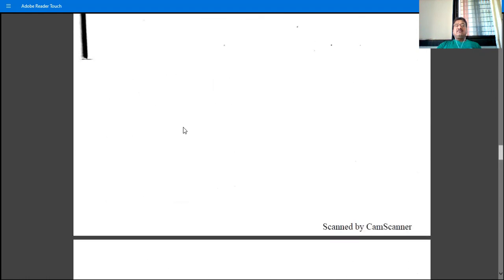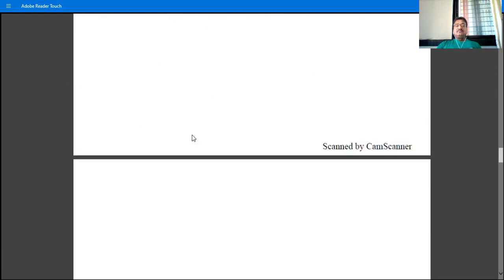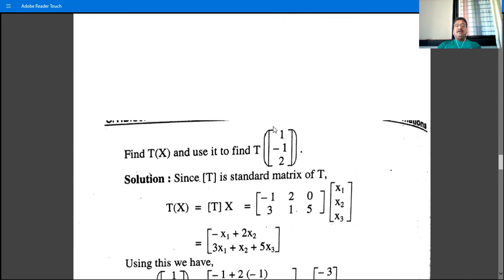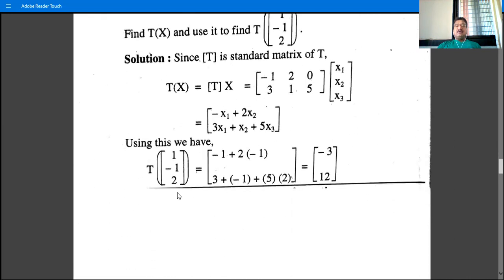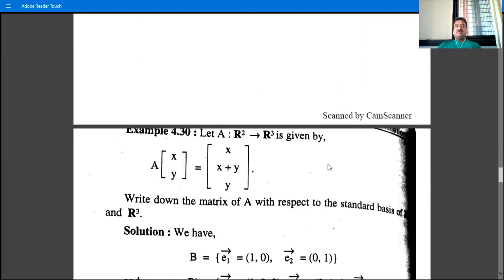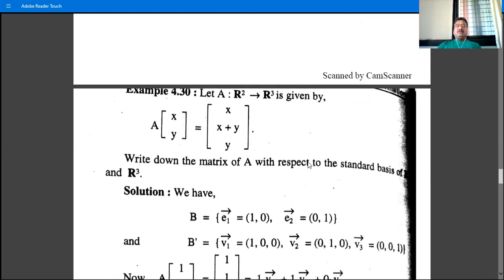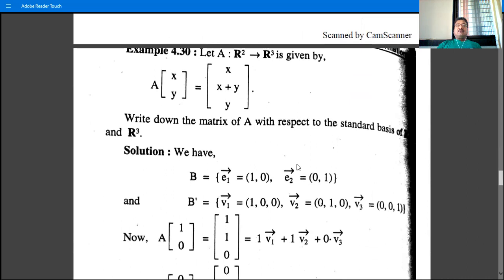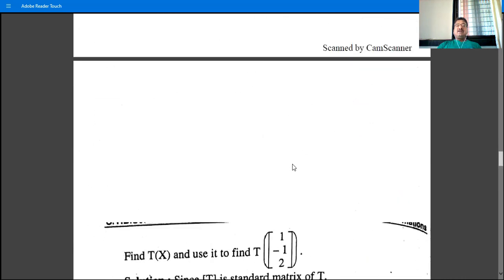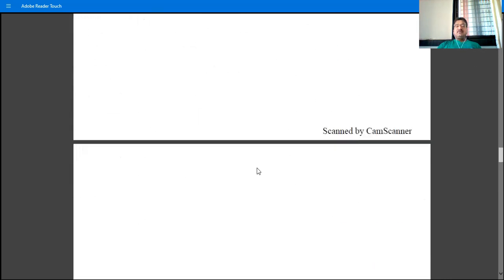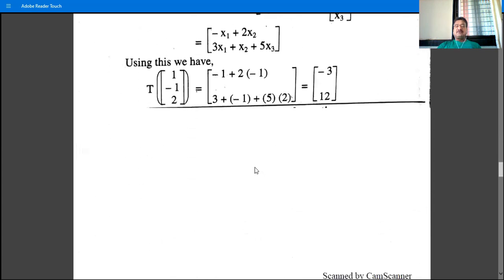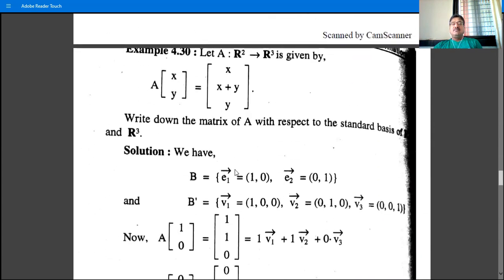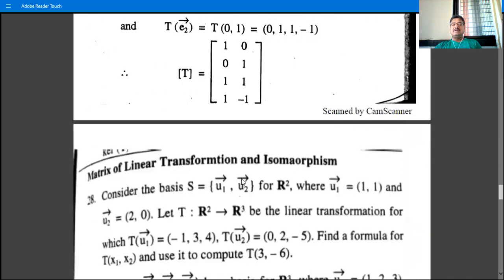So using that, we can also find T of (1, -1, 2). That is, substitute x1, x2, x3 as 1, -1 and 2. We have the answer (-3, 12) as the column matrix. So from the standard matrix, we can find the formula for the linear transformation. We will see the remaining examples in the next lecture.